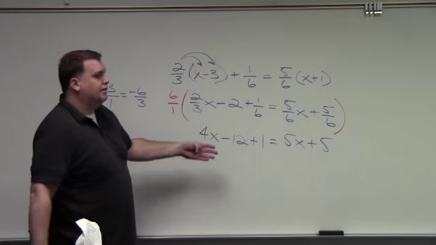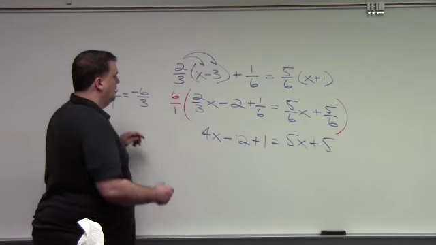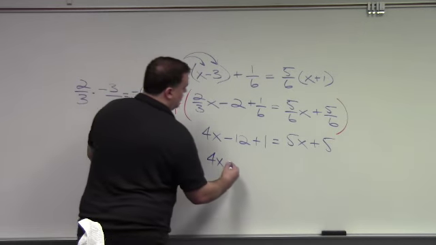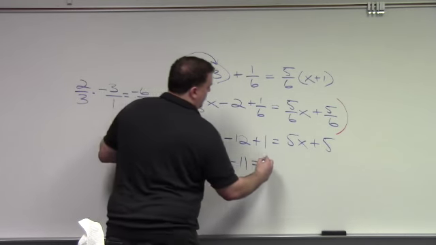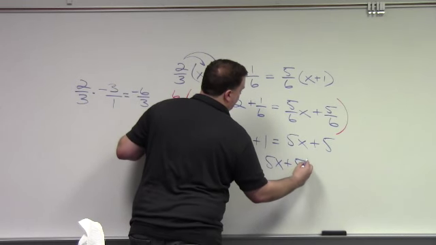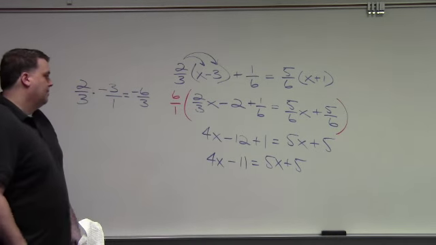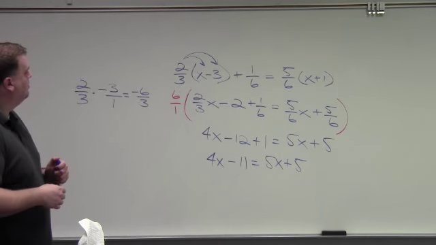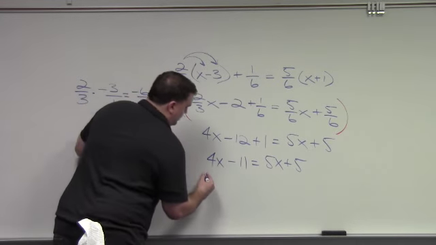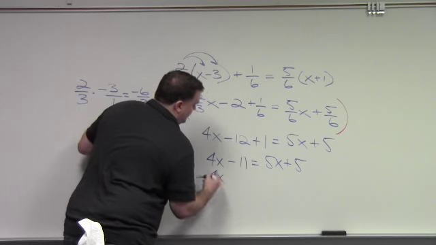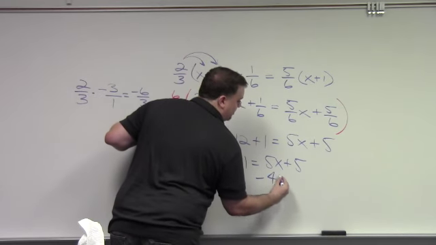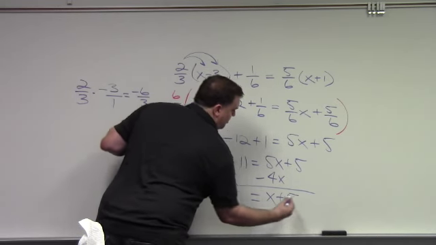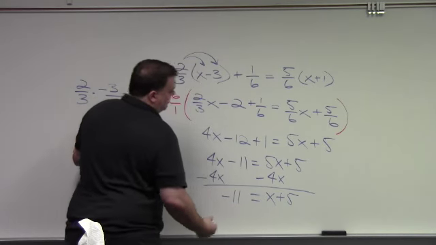Next we want to look, are there any like terms I can add together? Yes. Negative 12 plus 1 is negative 11, then 5x plus 5. So now we need to move our x's to one side and our numbers to the other. Any suggestions there? Subtract 4x. It's not wrong to move the 5x, but if we move the 4x over, that's going to give us a positive 1x, which is what we want. So that's going to be x plus 5 on this side, and negative 11.